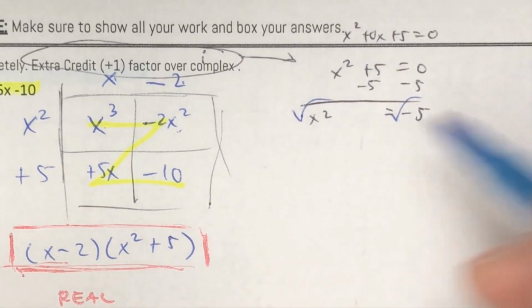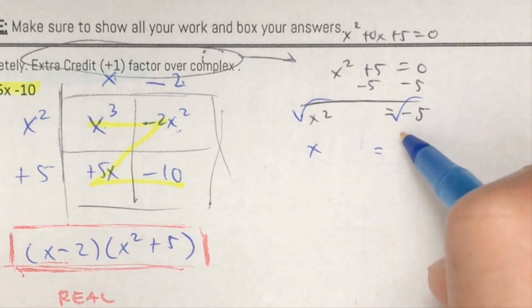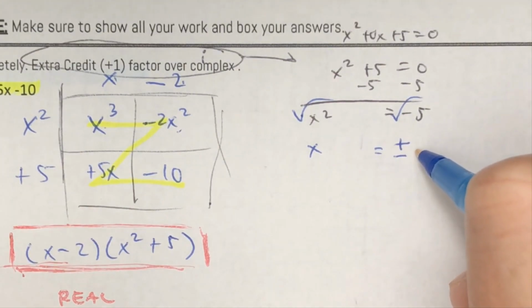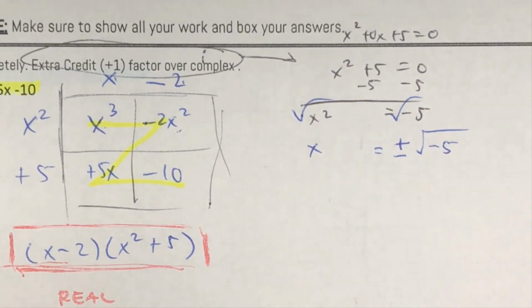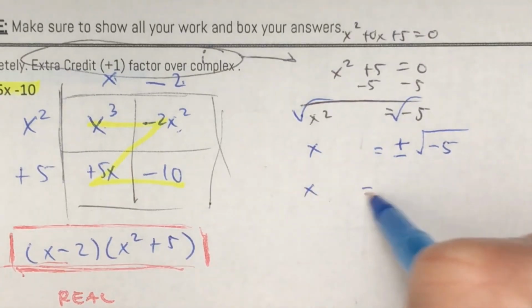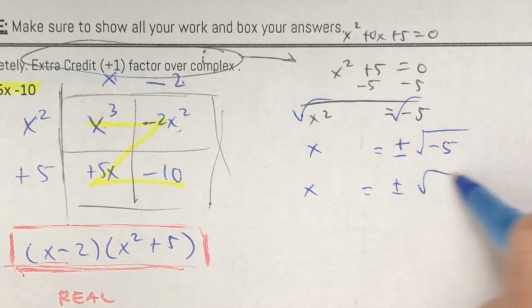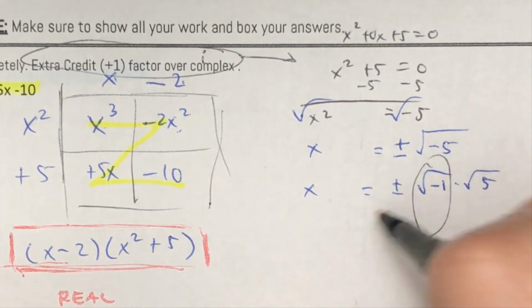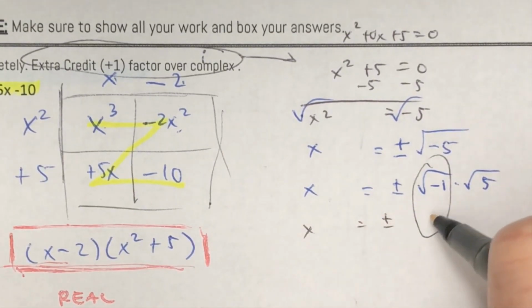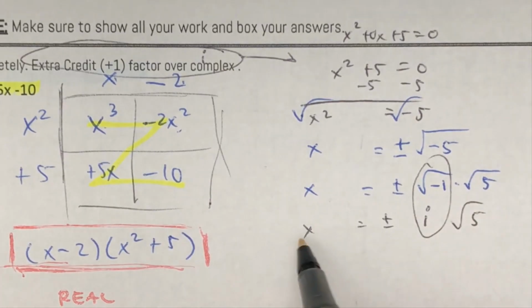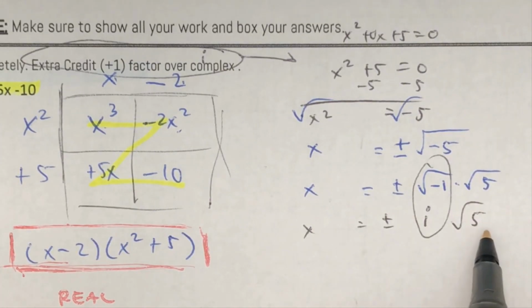We're going to take the square root here. x equals, pay attention, you need both a plus and a minus, the square root of negative 5. And then the factors of negative 5 are the square root of negative 1 times the square root of 5. This one becomes plus or minus i, and then the square root of 5 you cannot simplify. So your answer is x equals plus or minus i radical 5.